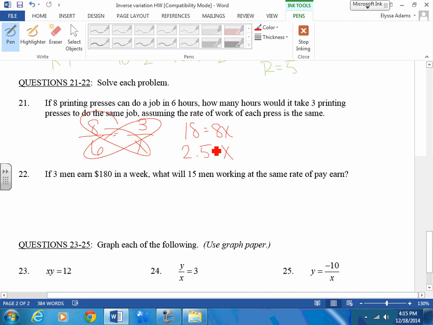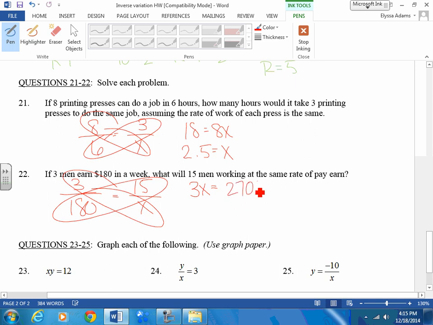Same thing with 22. 3 men earn 180. If I had 15 men, how much will that be? You go ahead and cross multiply. You get 3x is equal to 2,700. Divide both sides by 3, x is equal to $900, because this is about pay.